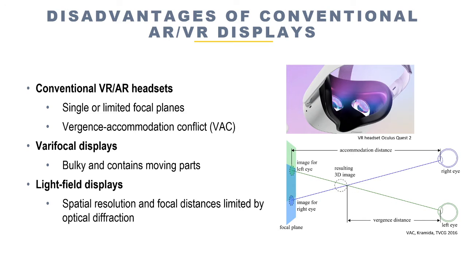Most of the VR and AR headsets available today rely on stereoscopic vision for depth cues. They usually suffer from a limited number of focal planes, which leads to vergence-accommodation conflicts, which is known to be a major cause of discomfort in VR and AR. Varifocal displays and light field displays offer a wider range of focal distances. However, they both have disadvantages such as being bulky or being limited by optical diffraction.